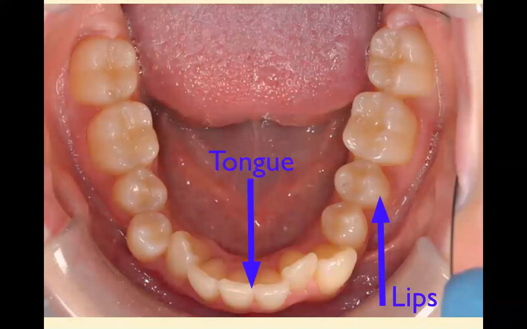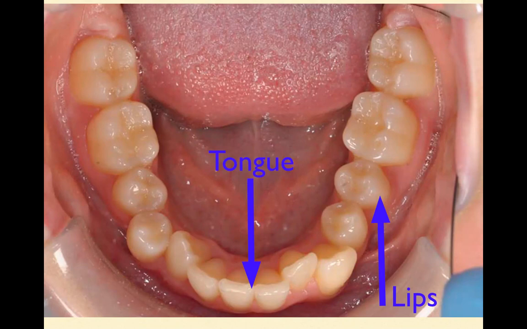So if I procline the lower incisors, I'm invading the space of the lower lip. And the lower lip will push the lower incisors back to where we started. It's the same if we retract the lower incisors: then we're going to invade the tongue space and the tongue will push the lower incisors forward. So basically, where the lower incisors are is the most stable position.